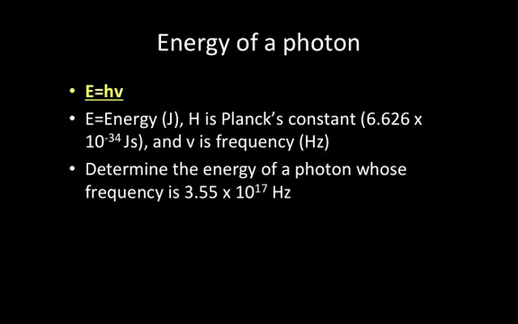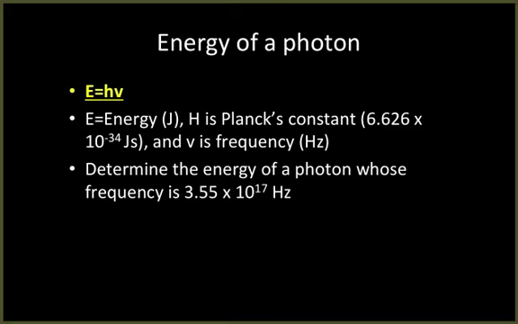Because we know that energy is quantized, we come up with a constant known as Planck's constant, and based upon the frequency, we can determine the energy that is present. So anytime you see the term energy, you're going to use this equation here. So again, look at the problem down below. It says determine the energy of a photon whose frequency is 3.55 times 10 to the 17th hertz.